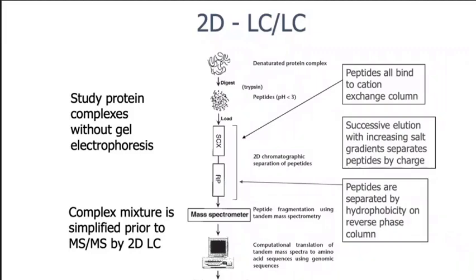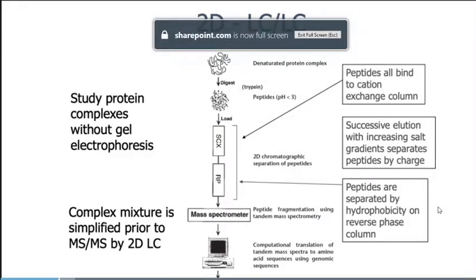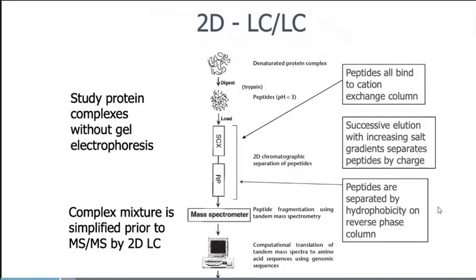a salt gradient buffer or salt gradient solution. The peptides will be loaded on the cation exchange column and bind to it, and then successive elution by increasing the salt concentration will lead to separation of polypeptides according to their charge. Then the eluted polypeptides will come to the second column, which is a reverse phase column.